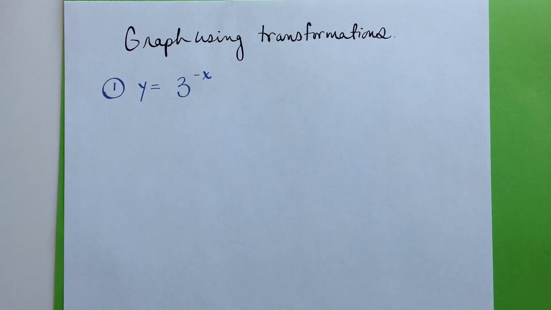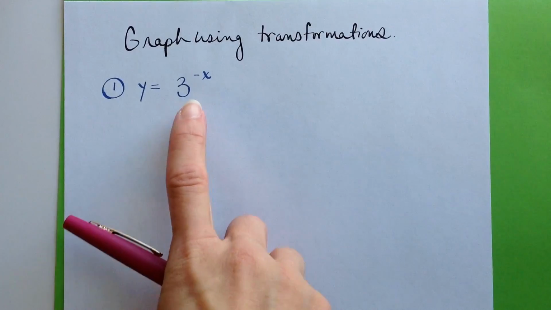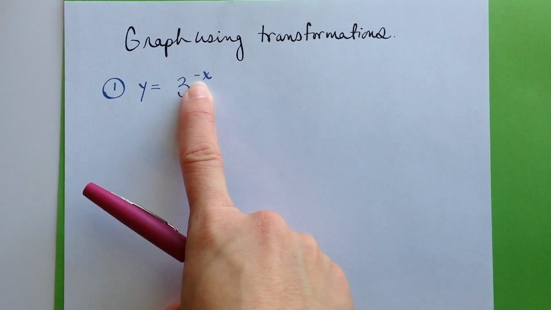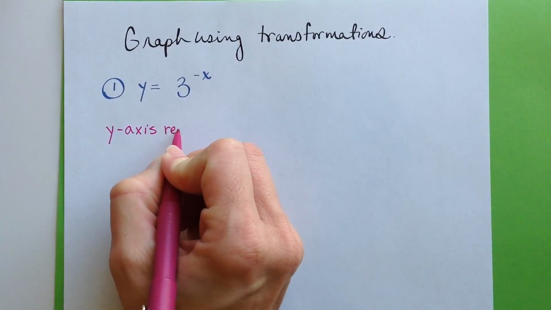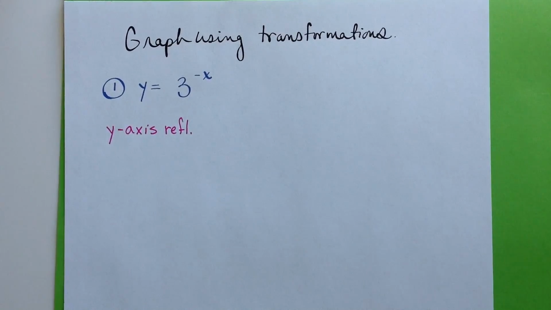Now you notice that this one that I'm going to graph as my example is a base of 3. So I graphed y equals 3 to the x a few minutes ago, and I want to be referring back to that graph because that's like my parent graph to help me do my transformation here. Now the transformation that you have for this particular example is a y-axis reflection. See, your negative is in the function, it's in the exponent. So we have a y-axis reflection.